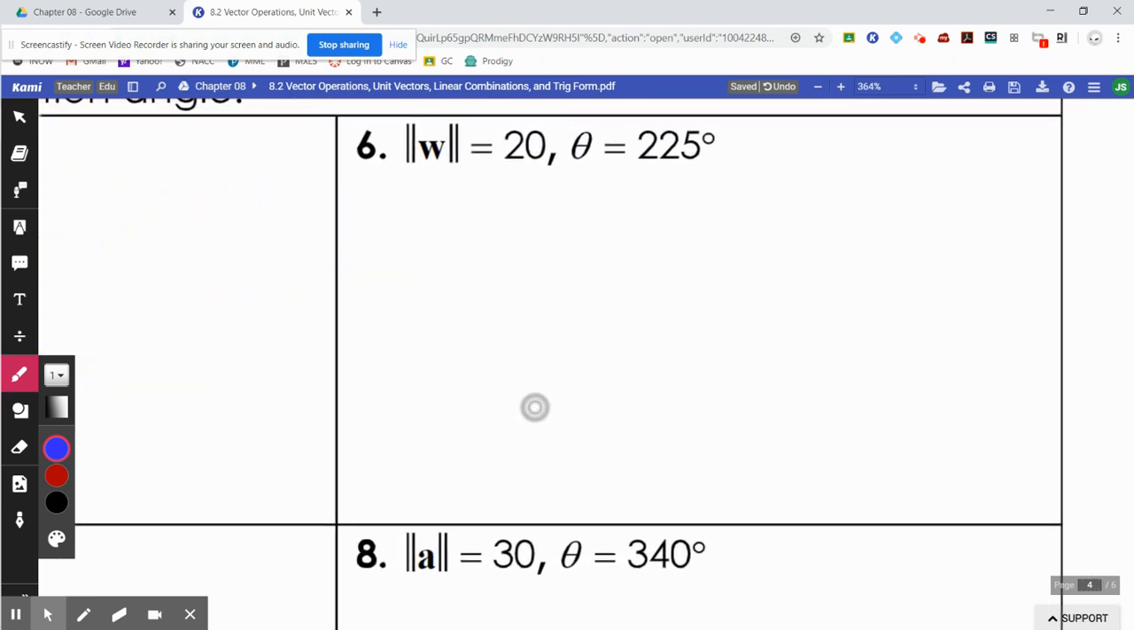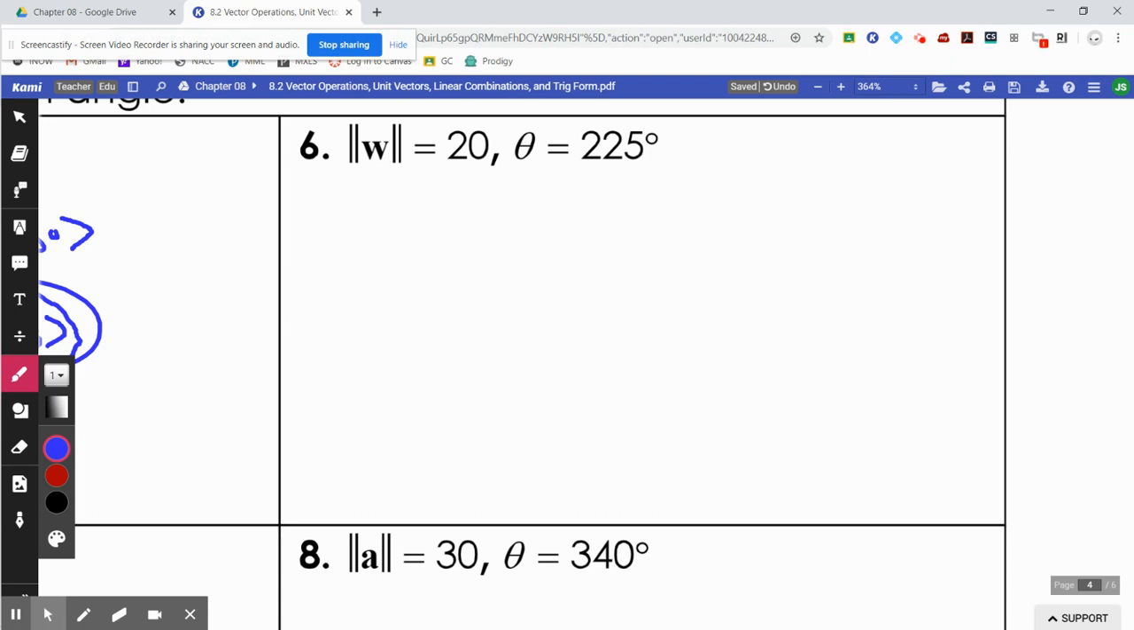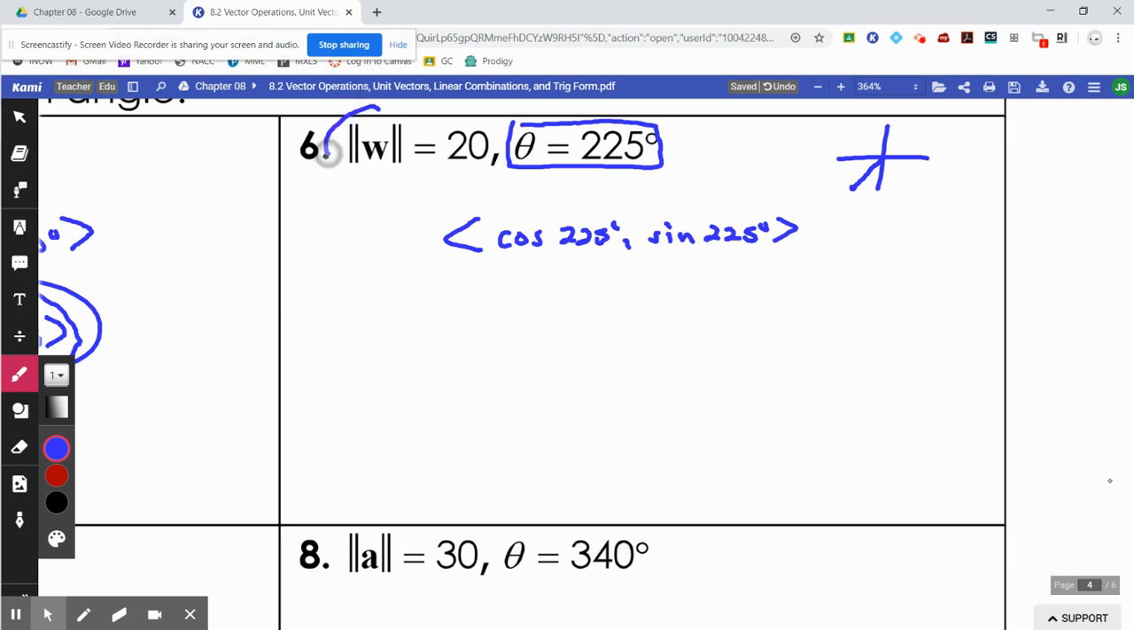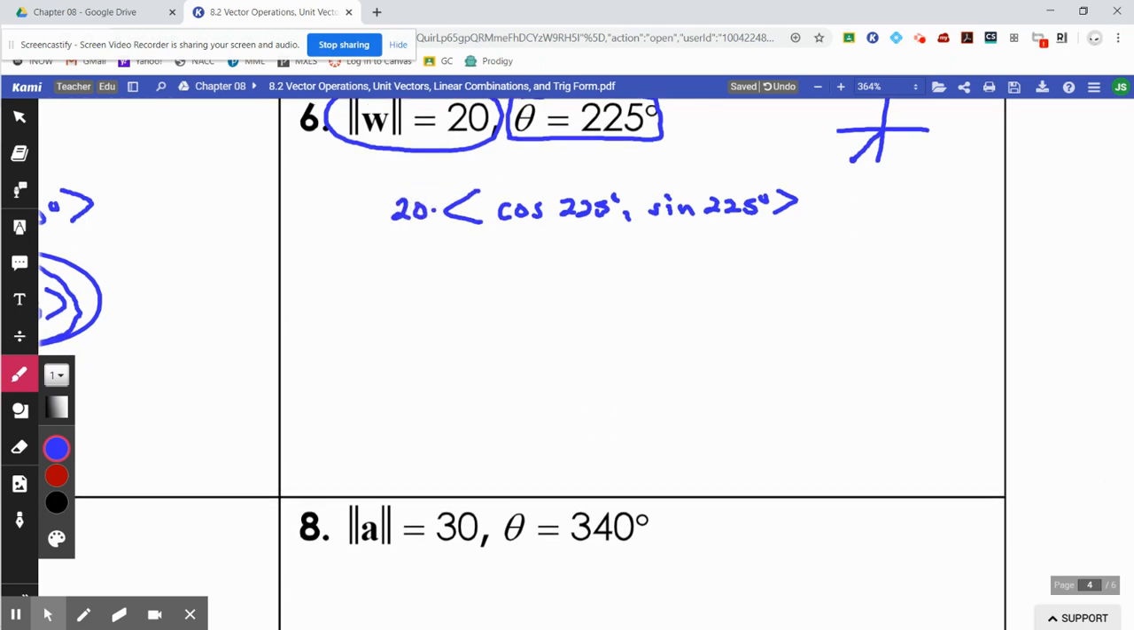Okay, now next one, number 6. Same thing. First thing you can do is find the unit vector that is in this direction. Now, 225 degrees, that'd be somewhere right here. It has a reference angle of 45. However, all we have to do is, okay, cosine 225, comma, sine 225. That would be the unit vector. If you were to work that out, that would give you a unit vector. However, we want our vector to have a length of 20. So all you have to do is simply multiply that vector by 20, and you've got it.